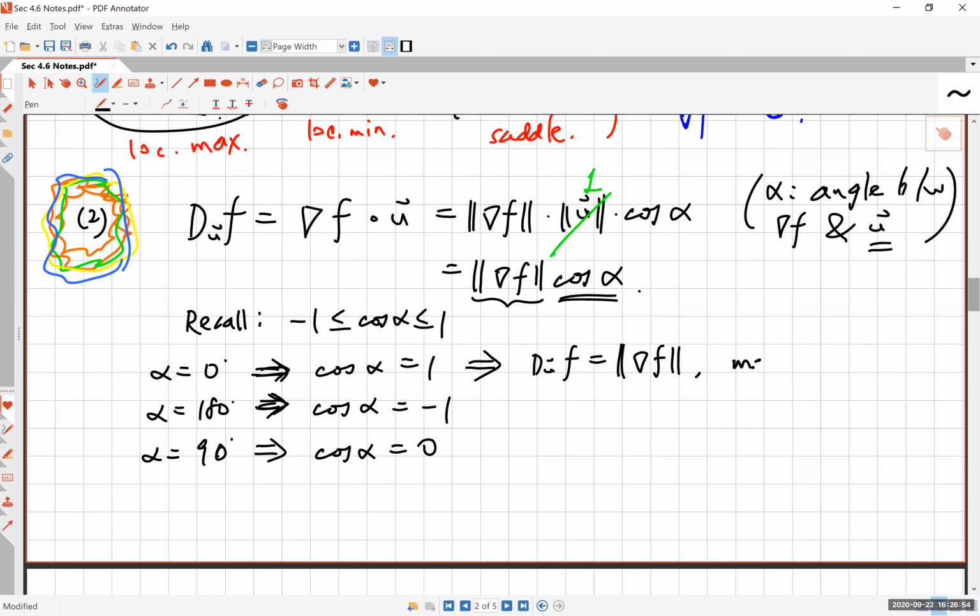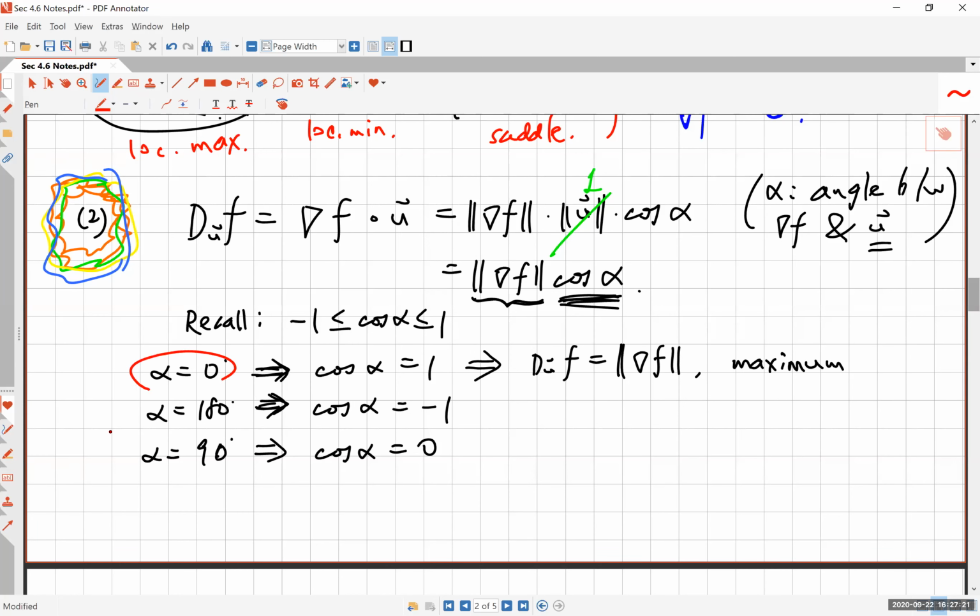And it has to be the maximum of all directions, okay? Because cosine of alpha cannot be bigger than 1. So that means the directional derivative of f at this point, x naught, y naught, cannot exceed this value here. And that happens only when the angle is 0. Now, what does angle 0 mean?